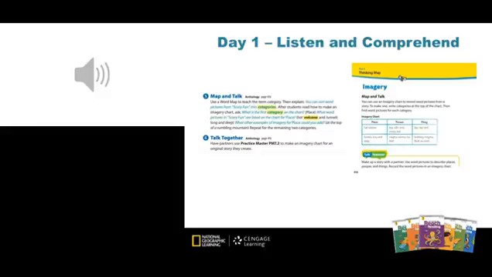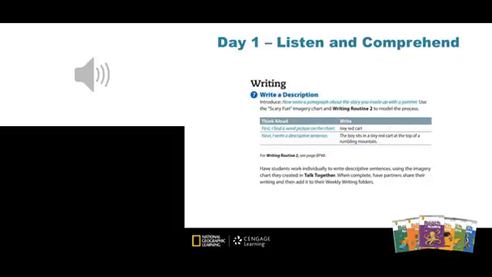Then it's time to map and talk by creating a thinking map and having students talk together using the Practice Master. A daily writing activity is also built in using one of the writing routines. This writing is on top of the writing projects that are included in each week of instruction.